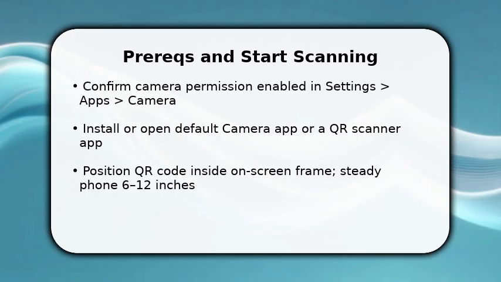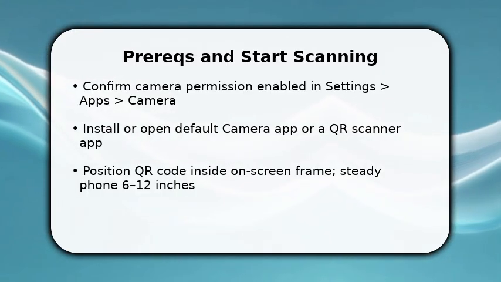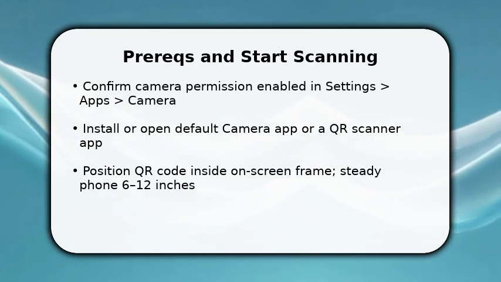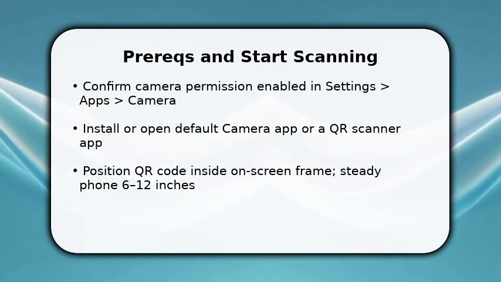Once done, you'll see a notification or link preview. Do not tap random prompts. Instead, check the preview for obvious domain or action. If nothing appears, try toggling flashlight or move slightly closer to let autofocus lock.